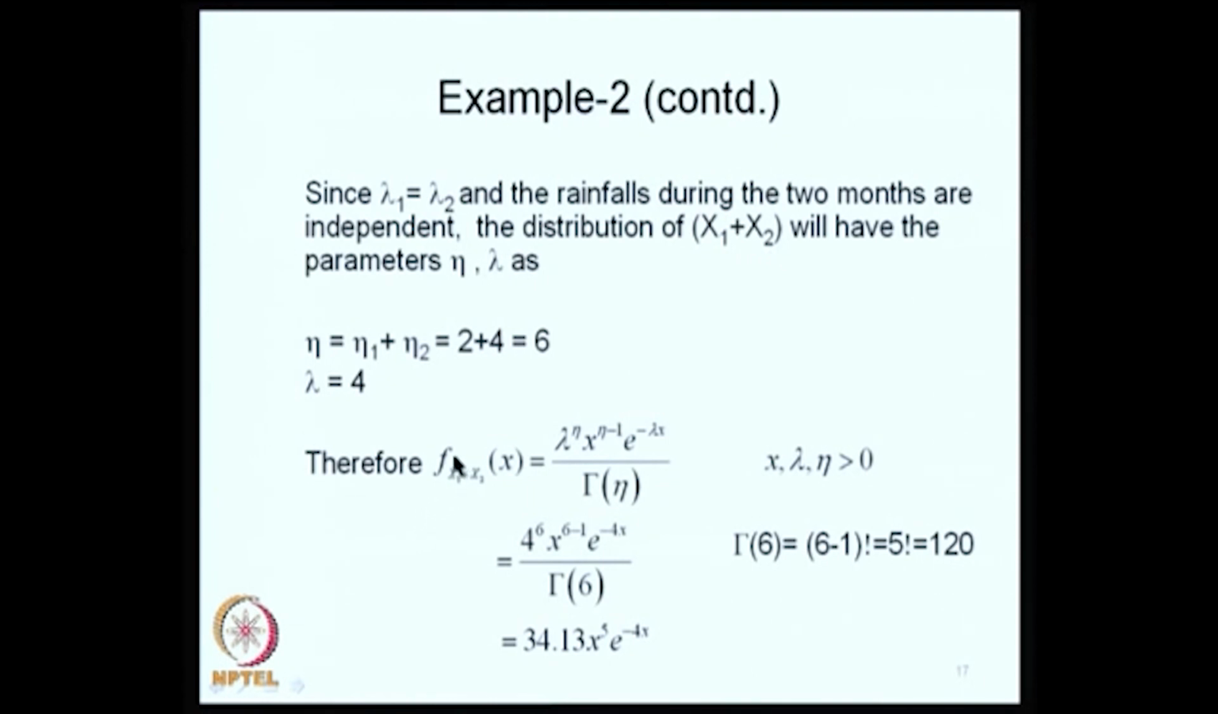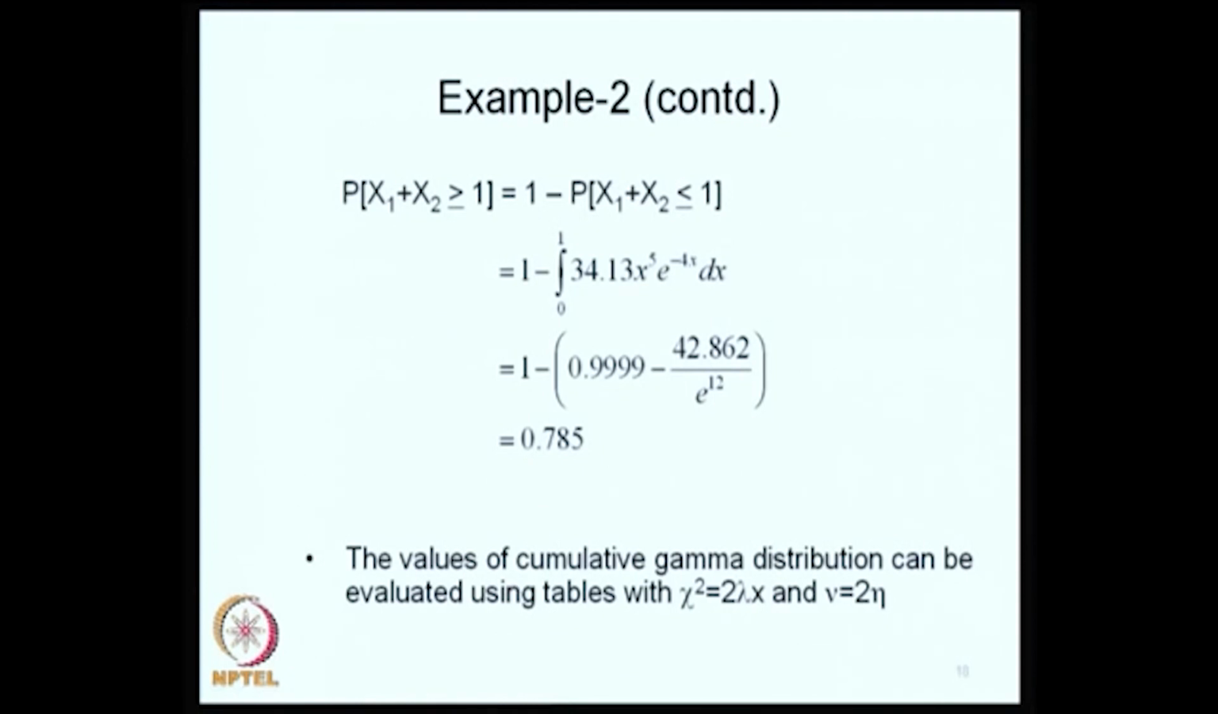So, recall that for the sum of the random variables x 1 plus x 2, the eta is given by eta 1 plus eta 2, that is equal to 6 in this case, and lambda remains the same, which is equal to 4. So, we write the gamma distribution PDF of the random variable x 1 plus x 2 now with the new parameters eta and lambda. That turns out to be 34.13 x to the power 5 e to the power minus 4 x. Once we get the PDF, we can use it to get the associated probabilities.